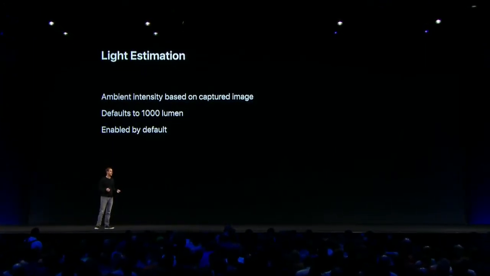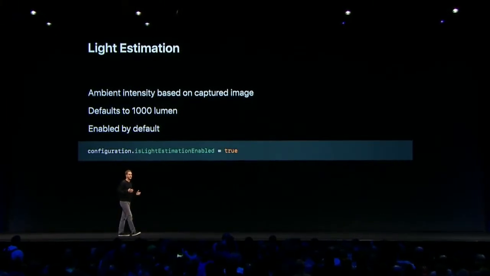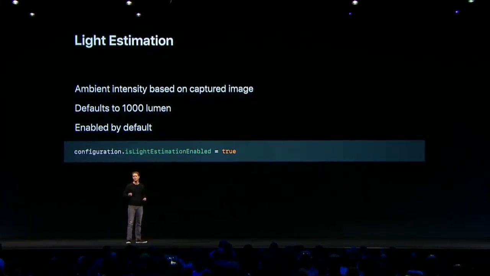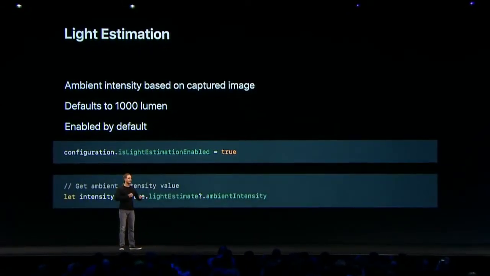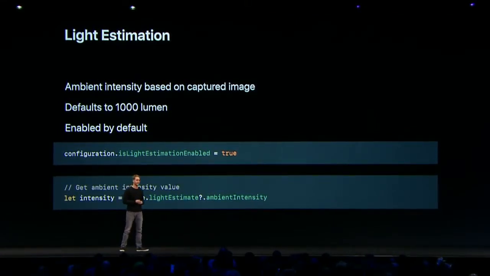Light estimation is enabled by default, and you can configure this by setting the isLightEstimationEnabled property on an ARSessionConfiguration. The results of light estimation are provided to you in the lightEstimate property on the ARFrame as its ambientIntensity value.